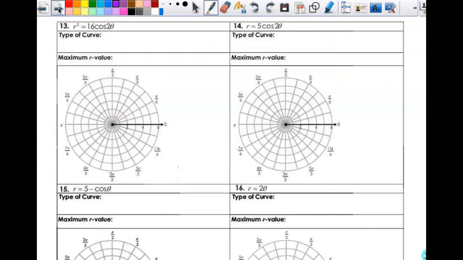All right. Looking at number 13. So this part makes it look like it should be a rose, but there's an R squared here. There's only one that falls in the category of R squared, and that is a lemniscate. Remember that this is A squared, so I have to take the square root of it to get A, which is my maximum R value, which is 4.